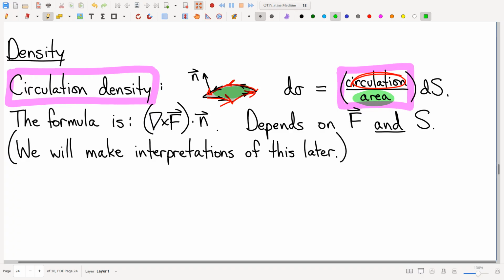And there is a formula for it. Circulation density is this right here. It's curl dot orientation unit normal. That's the formula. And there's some really nice geometry to make sense out of this. You know, what does this look like, and how does this help me understand what curl looks like? Ultimately, one of our big goals here is to figure out what does curl mean, and how do I relate to it? What will curl tell me? We'll make those interpretations in a bit.